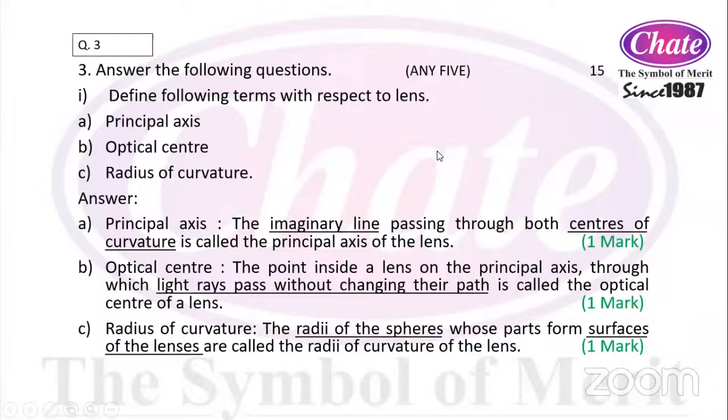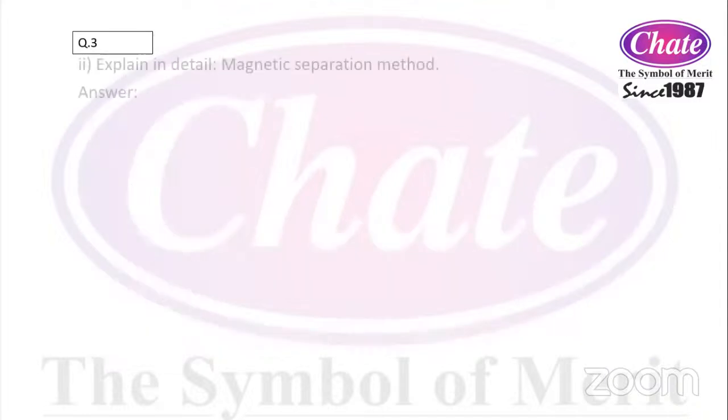You have to just write down the definitions for this and you will get the full marks. Okay, now next question. The next question says, explain in detail magnetic separation method. Now, basically this question is a little bit lengthy question. You have to write down all the things. And if you draw the diagram, that will be the added advantage. So try to draw the diagram so that you can confirm your full 3 marks.